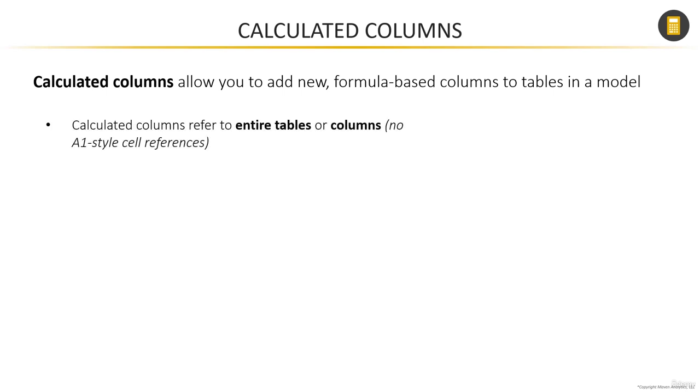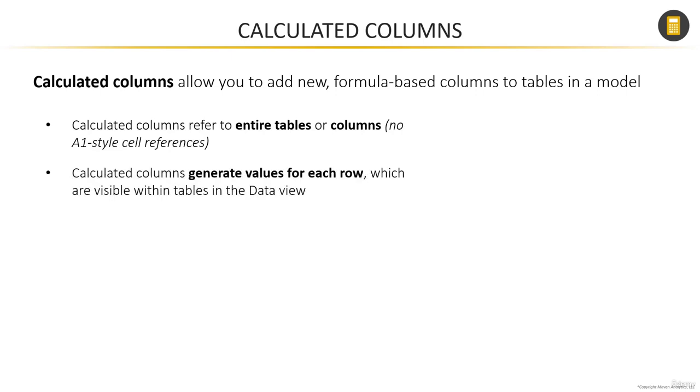Number one, there's no A1 style references. You can't point to cell D16 or B5. Calculated columns refer to entire tables or columns. Next, calculated columns actually generate new values for each row in the table, and those values are visible within the tables within your data view in Power BI.